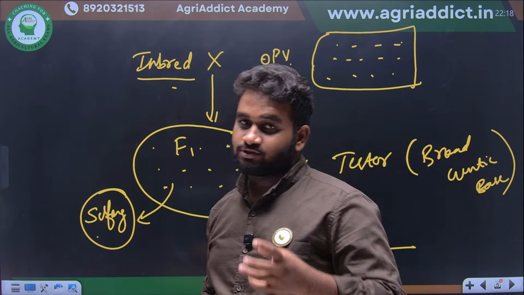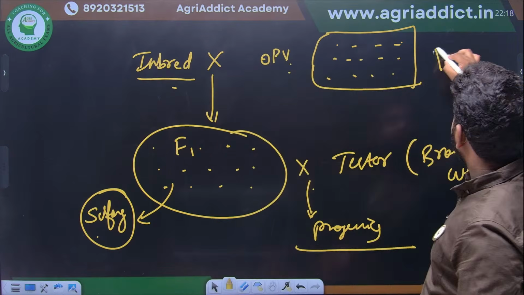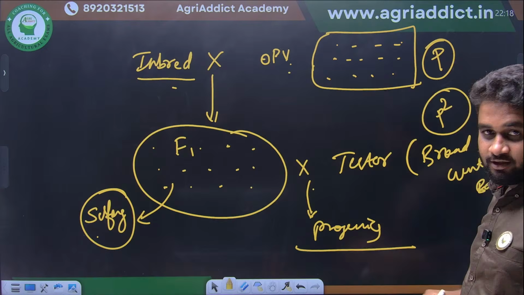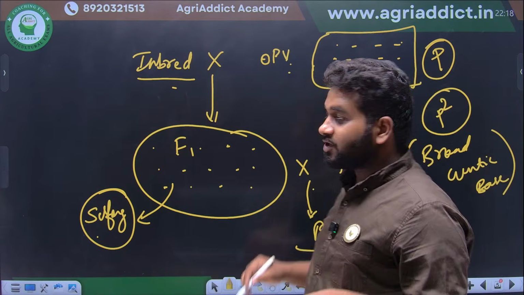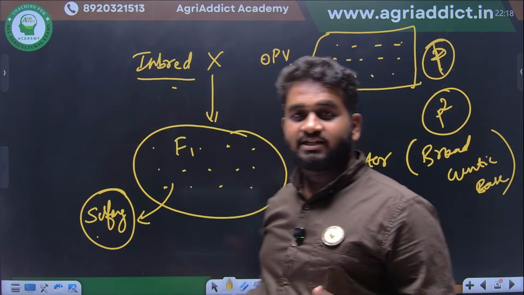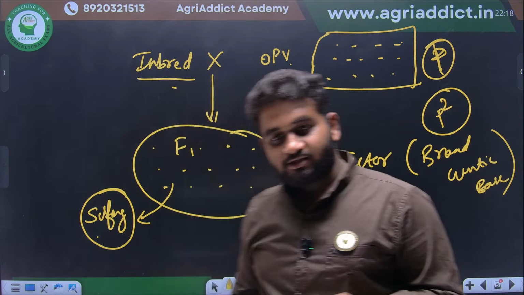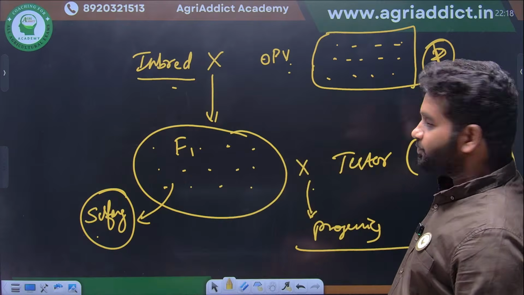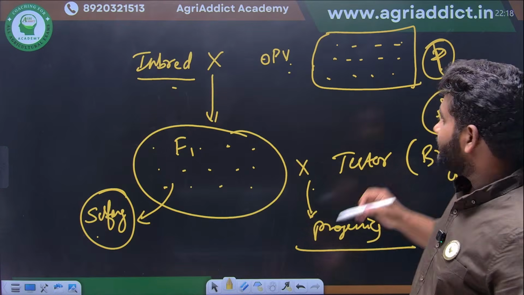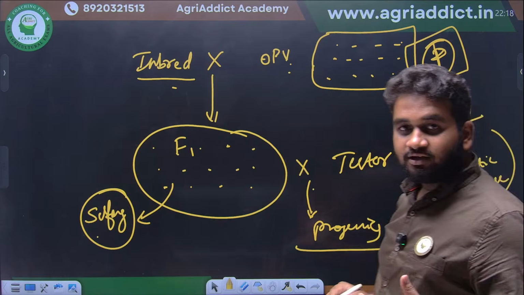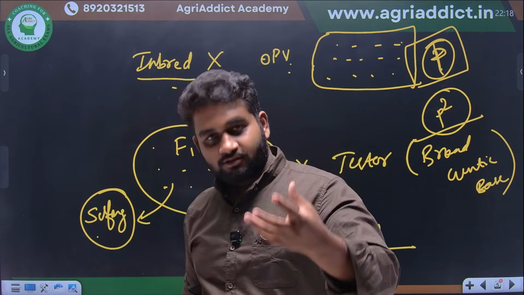Not zygotes. You are selecting P, not P square. The superior allele is your P. In Hardy-Weinberg also, your P tells about the superior allele, whether A or small a, but we will take P as the superior allele. We are selecting the superior allele rather than the superior homozygotes or P square.